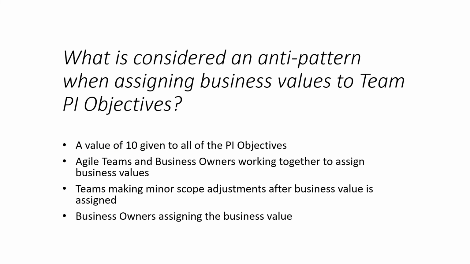Let's move on. What is considered an anti-pattern when assigning business values to team PI objectives? This is a very confusing one, and I have tried to collect the correct answer, but I would request you also to cross-check once. As per me, the correct answer is the second one, which is agile teams and business owners working together to assign business values. As I said, this is as per my understanding, because I checked a couple of sample questions and found that they had selected the first one as well, which I'm not sure about, but I'll stick to the second one here.